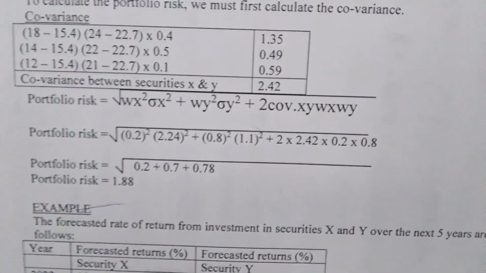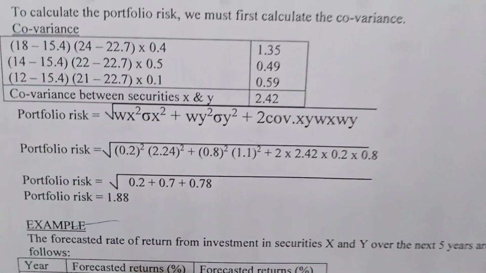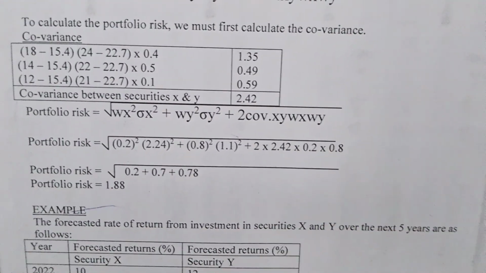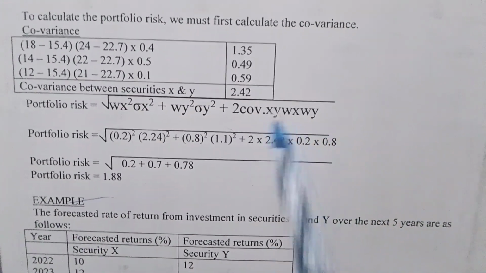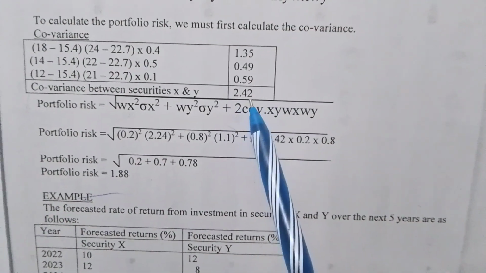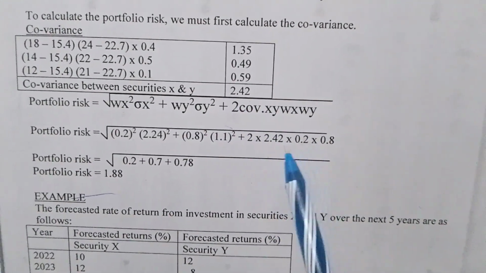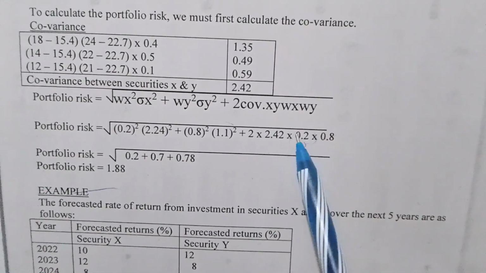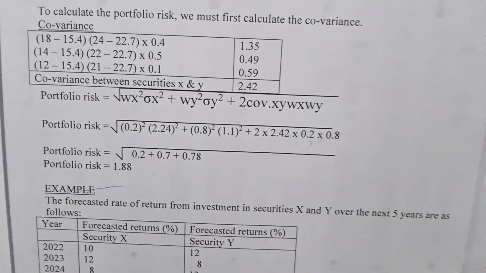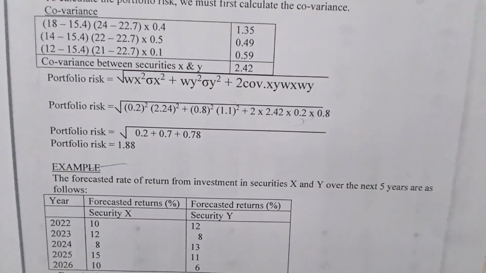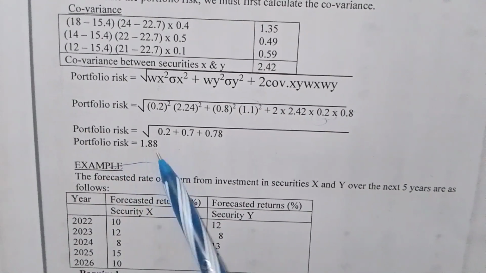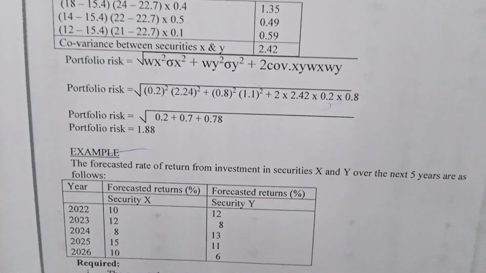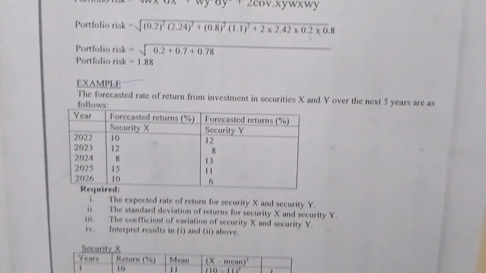We have invested in 2 portfolios, multiplied by 2, times covariance. Covariance is here, 2.42, times weight of X times weight of Y. That is 0.2 times 0.8. Then the square root of that, and the portfolio risk is 1.88. That is it for that.